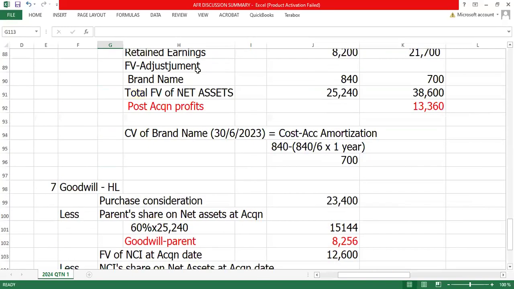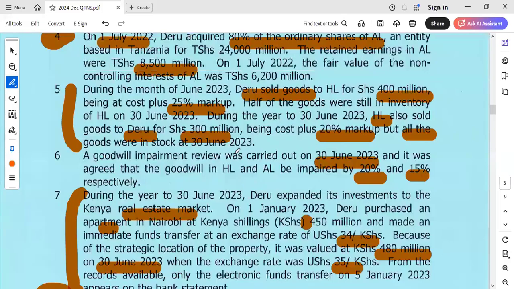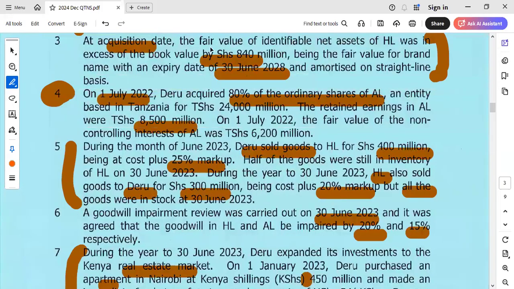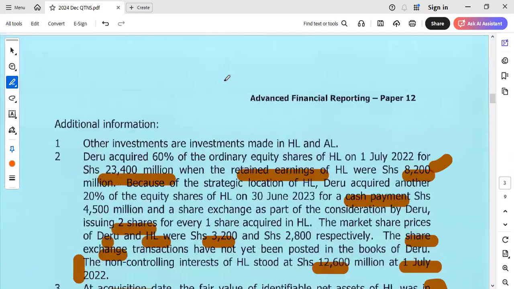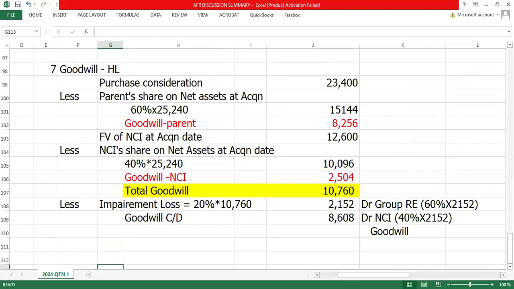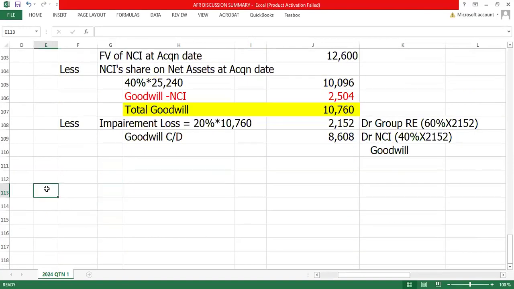I don't know whether you are tired. We can stop here, because now we are left with one of HL or one of AL. I think one of AL is not. We can continue, isn't it? Yeah, it's okay. Not number 8.